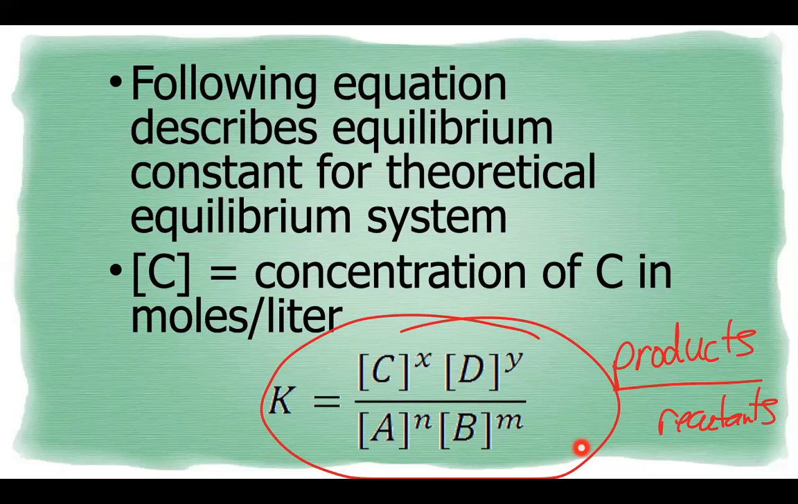Concentrations are all in moles per liter, molarity, so that's why we use the square brackets. Each of the species, whether it's a product or a reactant, is raised to the power of its coefficient, which accounts for the ratios of reactants and products, the mole ratios between all of them.